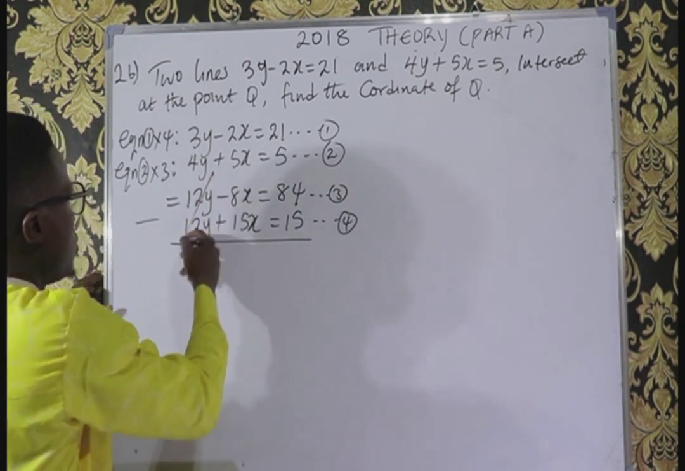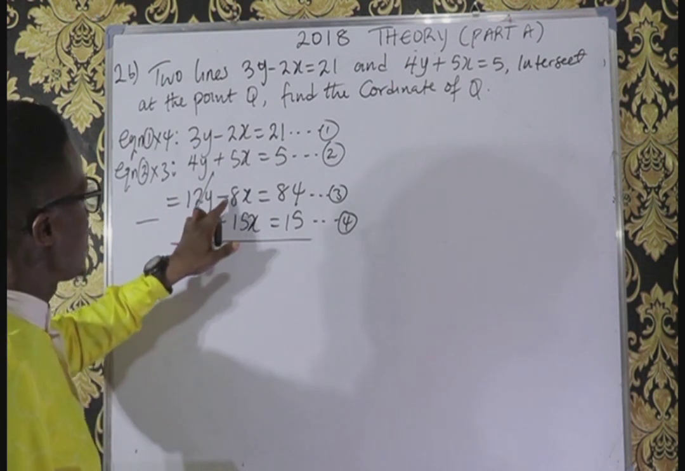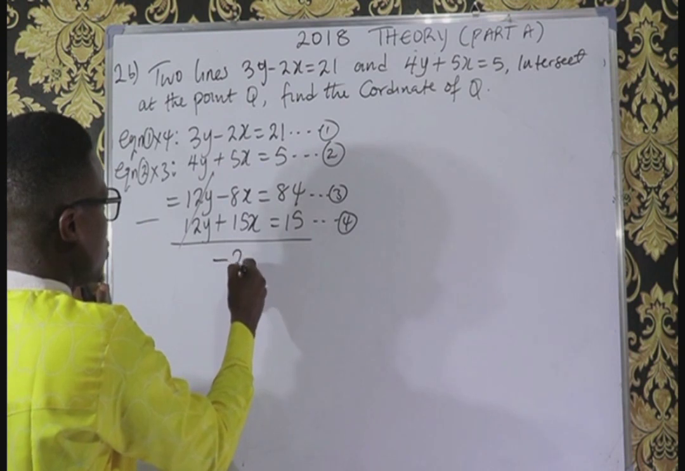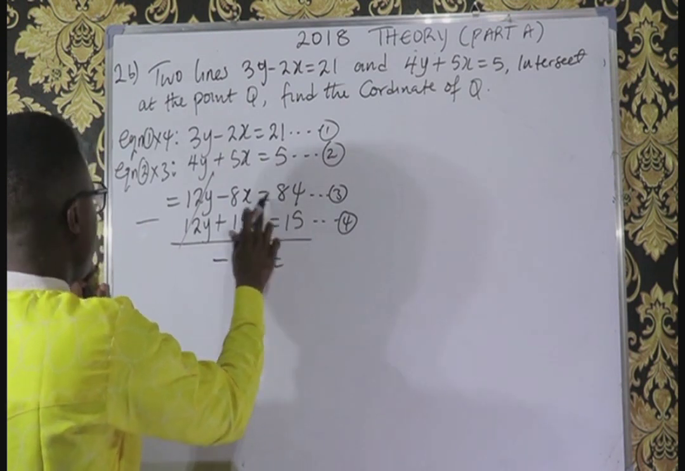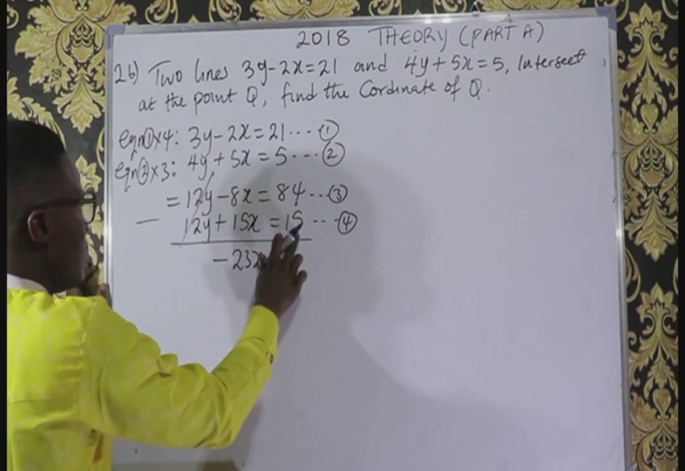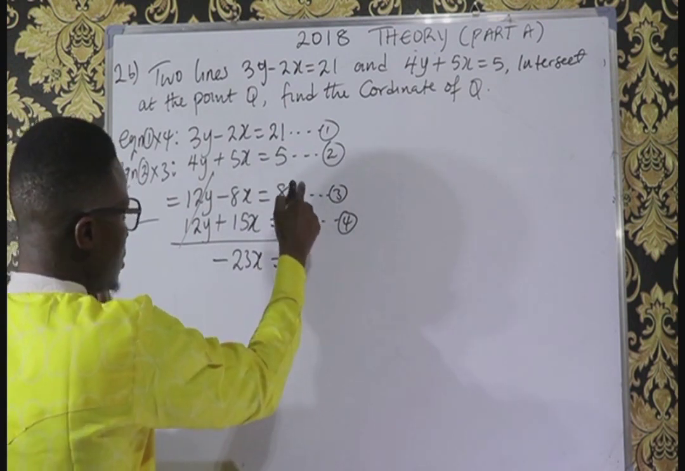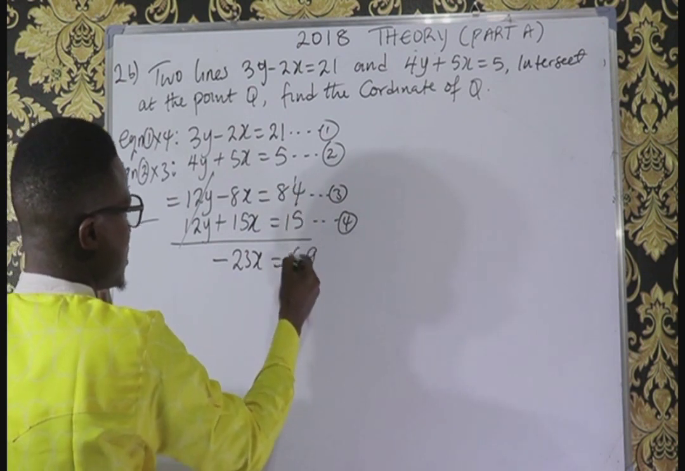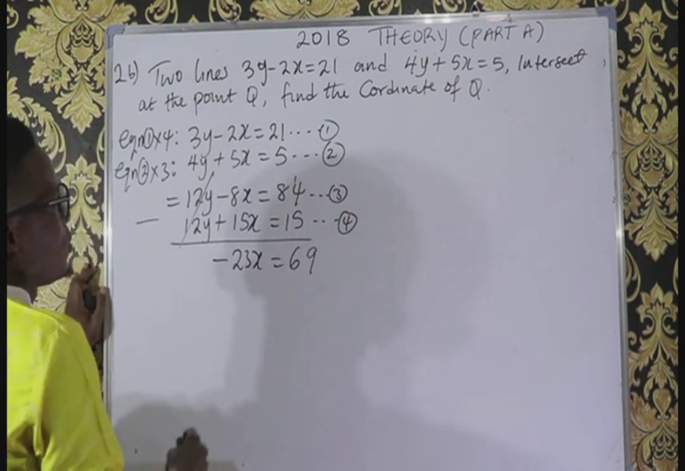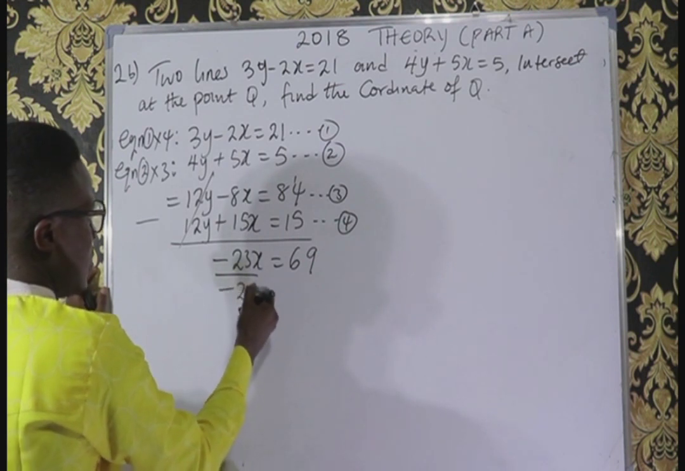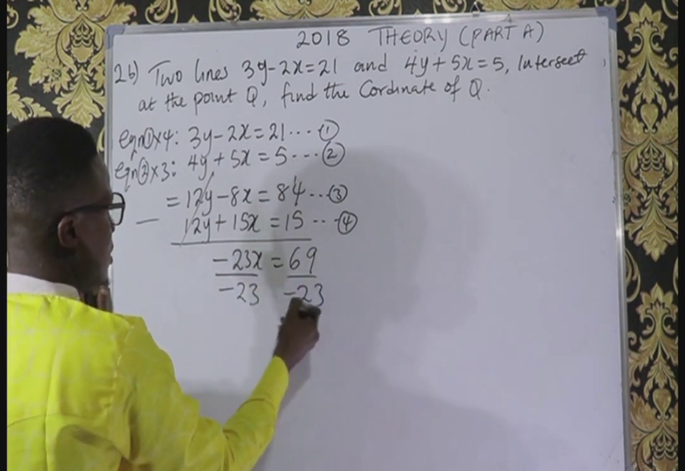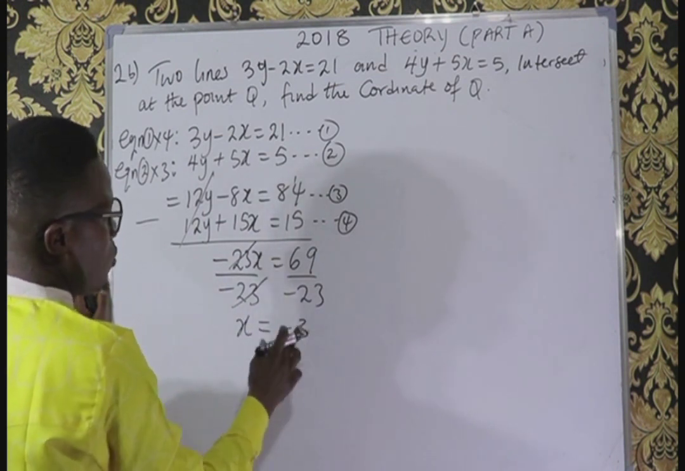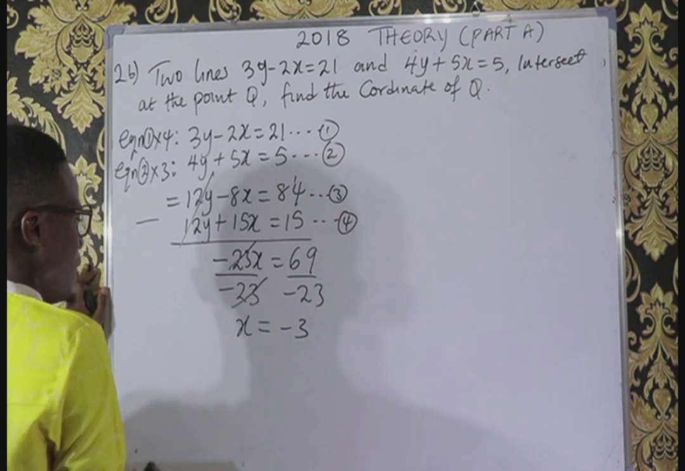Therefore, what I need to do here is to subtract. I will now say minus 8x minus 15x. This will give us minus 23x. And 84 minus 15. This will give us 14 minus 5 is 9. This is left with 7. 7 minus 1 is 6. This is 69. So to get the value of x, I will divide both sides by minus 23. Minus 23 cancels out. So x will give us minus 3 when you divide 69 by minus 23.